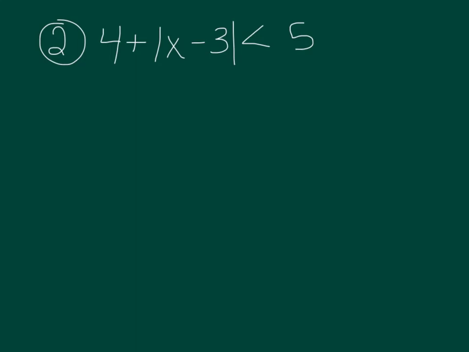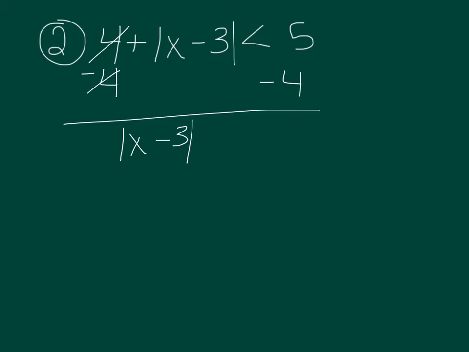All right, and let's solve this one here. We have 4 plus the absolute value of x minus 3 is less than 5. Remember, we want to isolate the absolute value first, so we're going to subtract 4. That's going to cancel that out, so we get the absolute value of x minus 3 is less than 1. Set up your two different inequalities. x minus 3 is less than 1, and x minus 3 is greater than negative 1.